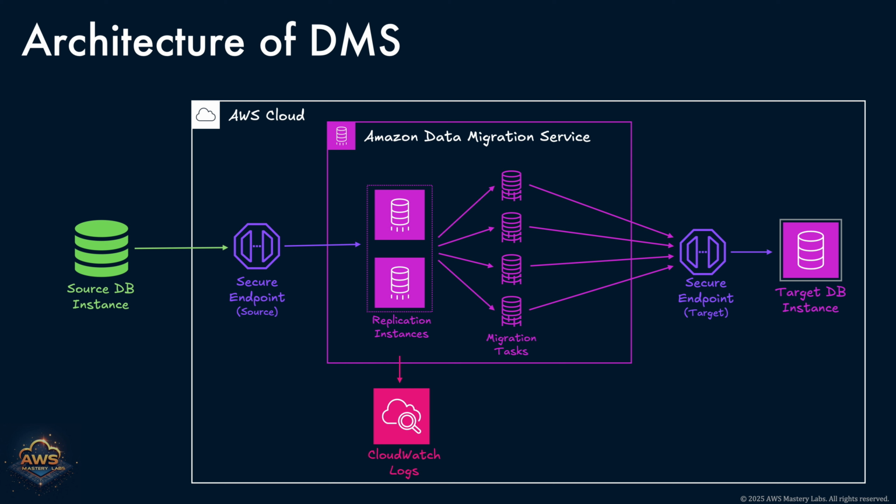Once processed, the data flows from the replication instance through a secure target endpoint, which handles the write connection to your target database instance, typically a managed AWS service like Amazon RDS, Aurora, or Redshift.